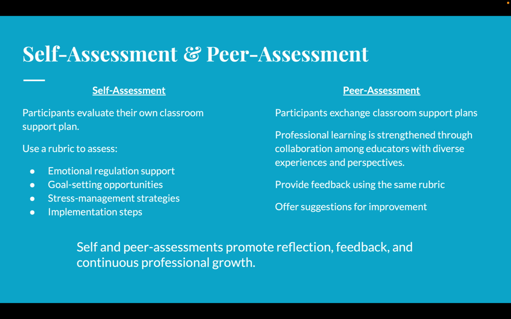This assessment was modified to incorporate both self-assessment and peer assessment. Participants first evaluate their own classroom support plans using a rubric that focuses on emotional regulation supports, goal-setting opportunities, stress management strategies, and implementation steps. Participants then exchange plans with colleagues and provide feedback using the same rubric. This process encourages reflection, collaboration, and continuous improvement. Self and peer assessments promote assessment as learning by helping participants take an active role in evaluating and improving their work.